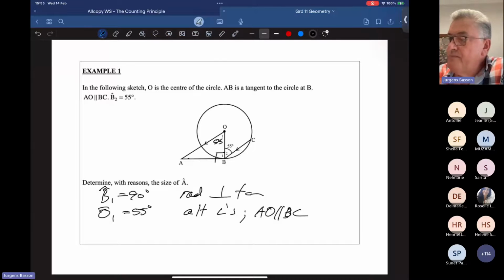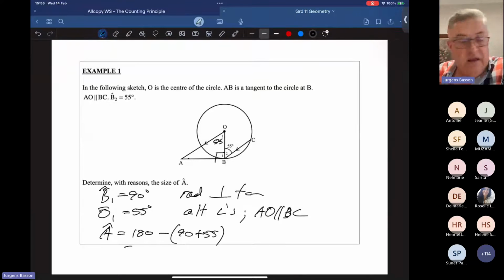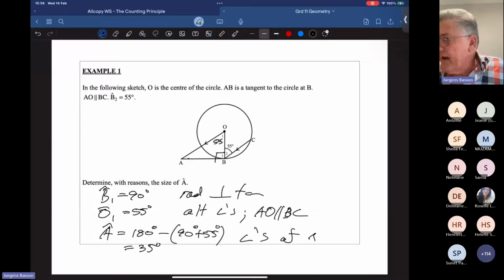So we've got O1 is 55, B1 is 90. To find A, easy, angles of a triangle. So angle A is just 180 minus 90 plus 55. And that will give us an answer of 145. I think it's 35, if I'm not mistaken here. I think it must be 35 degrees because that is 145. And that is just angles of a triangle.